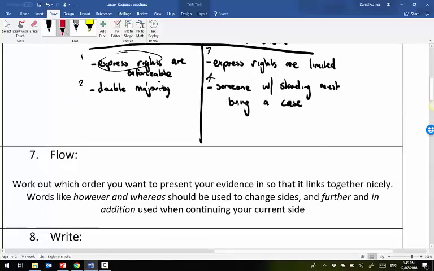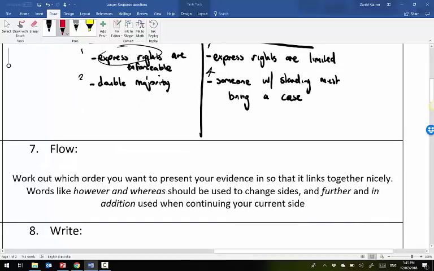The next step, one of the really, really important parts, is an answer needs to have flow. It needs to link together really well. So the next step before you start writing is to work out which order you want to present your evidence in. You need to use words like however and whereas to change sides, so if you're talking about one side and then the other, and words like further and in addition if you're continuing your evidence.